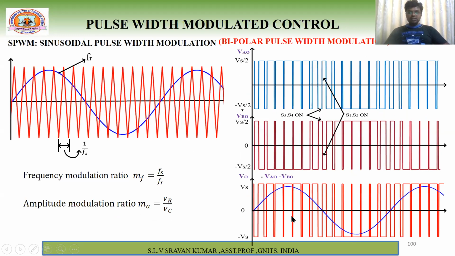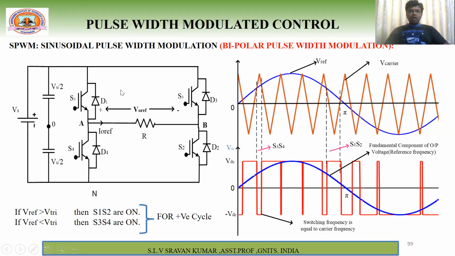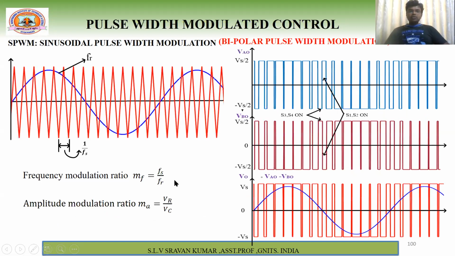That's why I'm discussing it here, because in the standard textbooks, everybody is using the pole voltage concept. But generally, you already know when S1 and S2 are on, the output voltage is Vs. When S3, S4 are on, the output voltage is minus Vs. Like that also you can get it. But if you use the pole voltage concept, it is better. So that's why I'm using it.